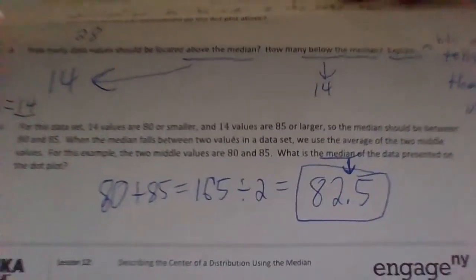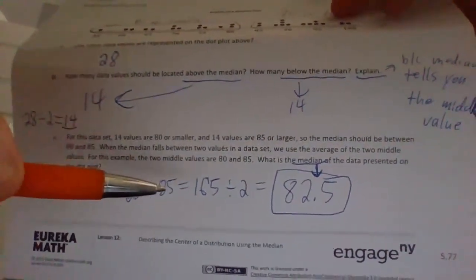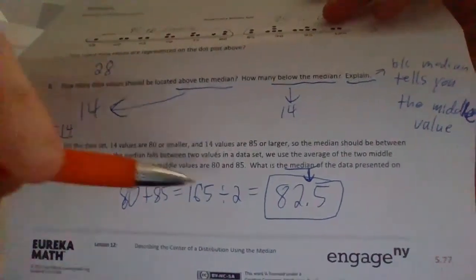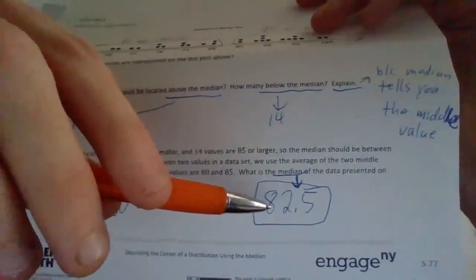You divide it by 2. And if I do that, I get 82.5. So to finish off that question, on C, here it is, down here at the bottom, I added the two numbers that are in the middle and divided by 2 and got 82.5 as a median.